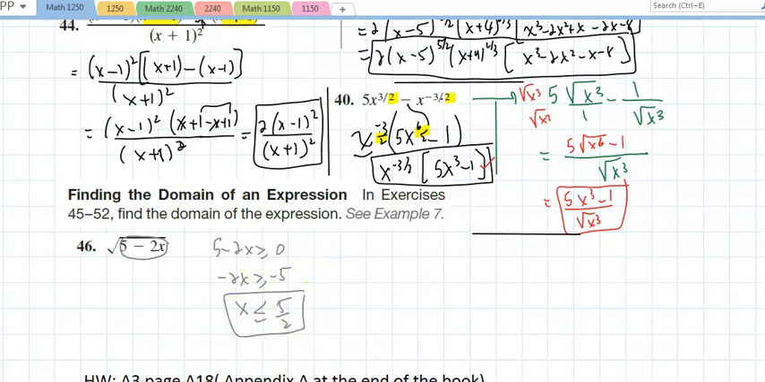So we know already on a number line, 5 halves included, x is less than, so negative infinity to 5 halves would be my answer.